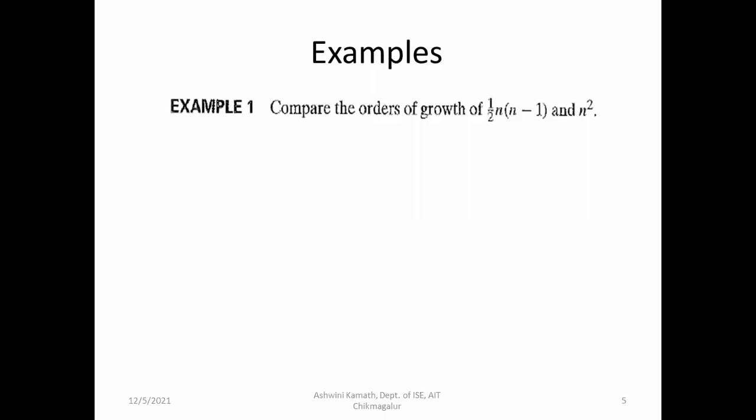So examples. First example, let's consider: compare the orders of growth of half n into n minus 1 and n square. So t of n is half n into n minus 1 and g of n is n square. First function is t of n and second function is n square. Then limit n tends to infinity half n into n minus 1 divided by n square, that is t of n divided by g of n.